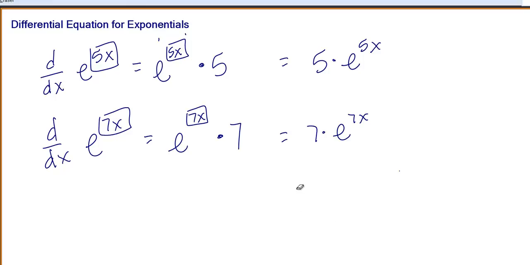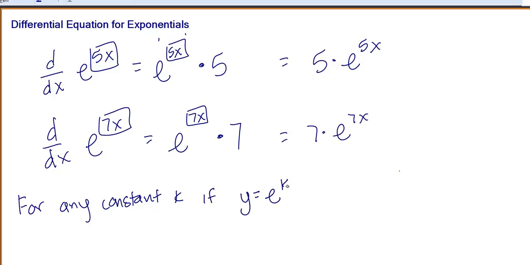And people did a few of these and they realized, hey, there's a pattern here that never changes. Specifically, for any constant k, if we have y equals e to the kx, then the derivative of y is going to equal k times e to the kx.